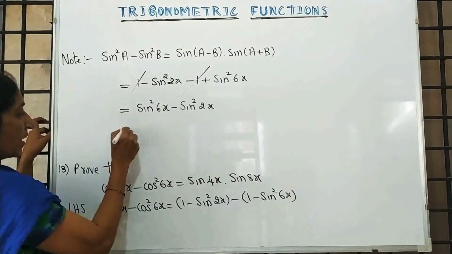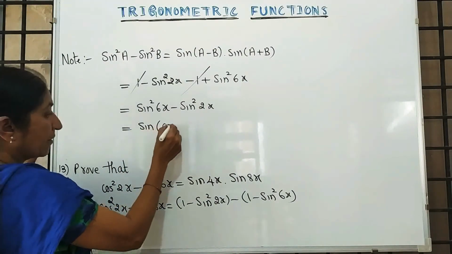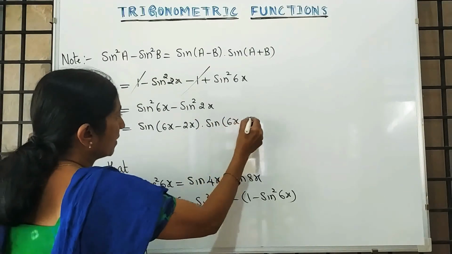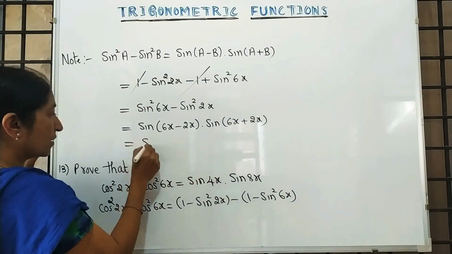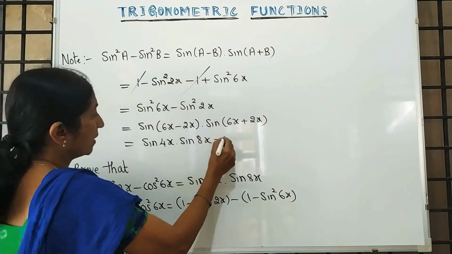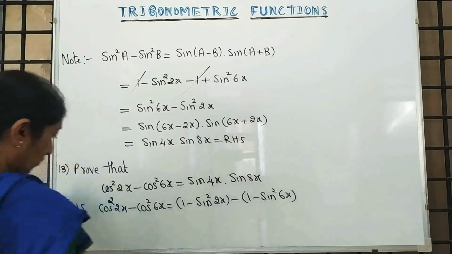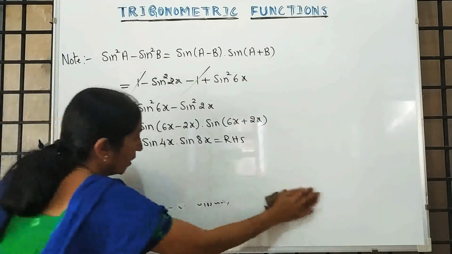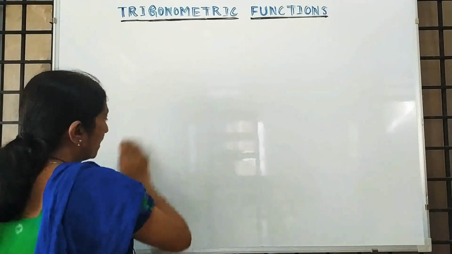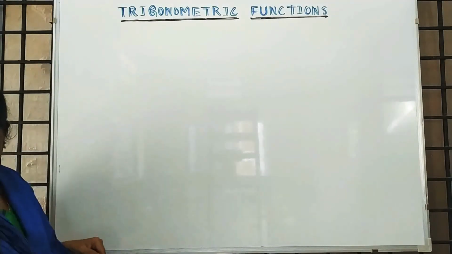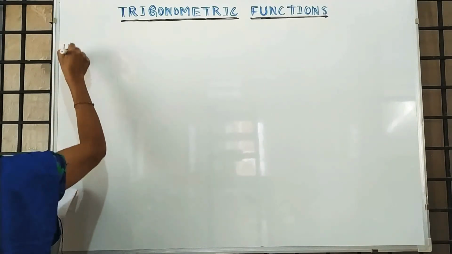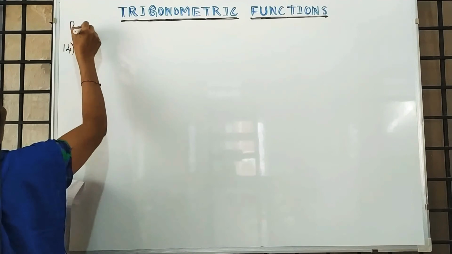Again sin square A minus sin square B. Sin A minus B into sin A plus B. So this is sin 4x into sin 8x. That is nothing but RHS. So the only thing is you have to remember this formula. Moving to the next example. That is question number 14. Same. On the top it is prove that only.